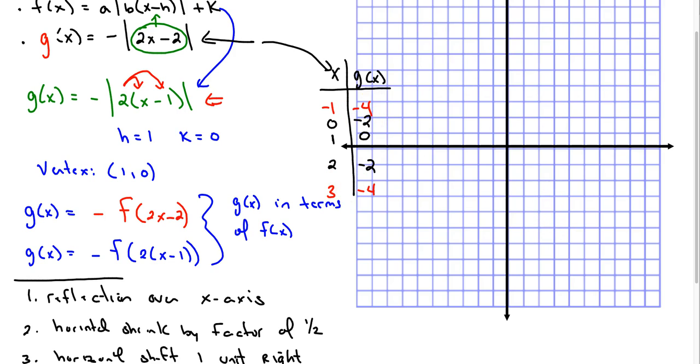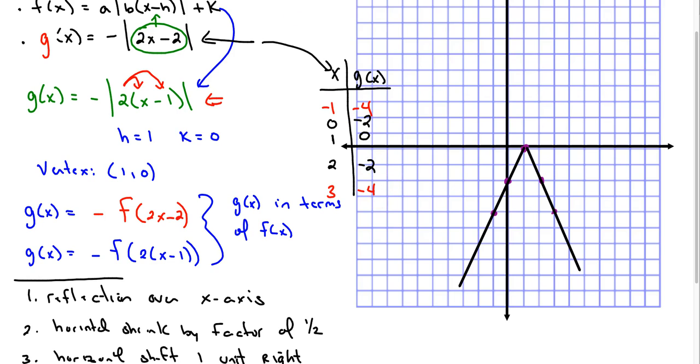So now we have five coordinates. Perfect. 1, 0. 0, negative 2. 2, negative 2. 3, negative 4. Negative 1, negative 4. And I'm going to just draw my line in between. Okay, so that's the safe way out.